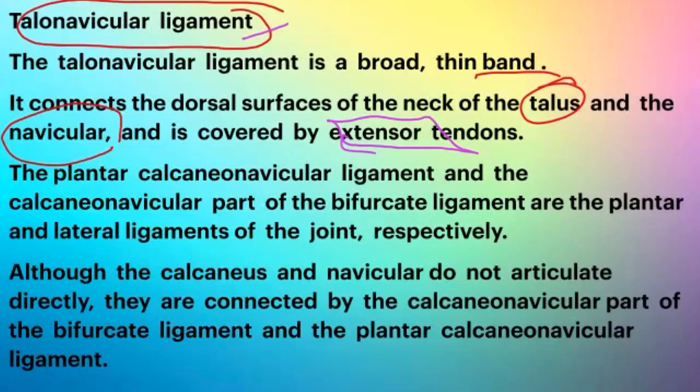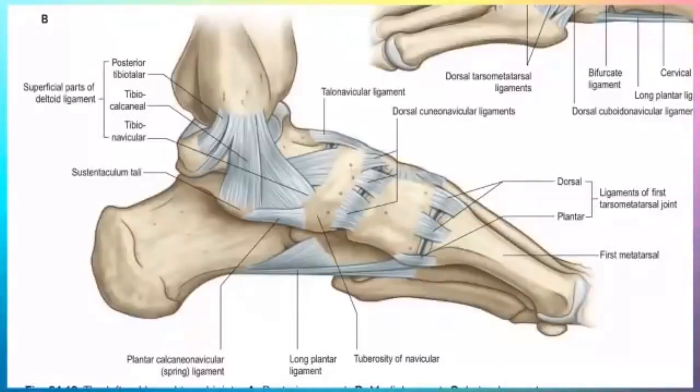The plantar calcaneonavicular ligament and the calcaneonavicular part of the bifurcate ligament are the plantar ligaments of the joint, respectively. We'll talk about that. Although the calcaneus and navicular do not articulate directly, they are connected by the calcaneonavicular part of the bifurcate ligament and the plantar calcaneonavicular ligament. We'll talk about that. This is the calcaneonavicular ligament.